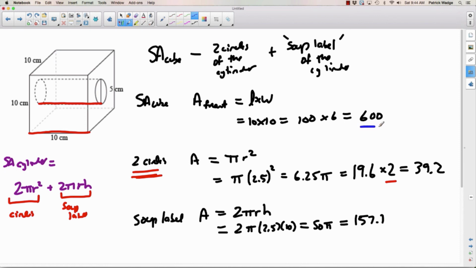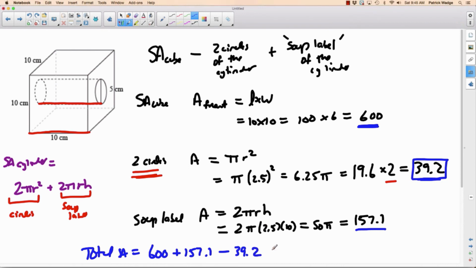So now we have all our numbers, but be careful. Remember, we're taking this one, we're subtracting this one, and we're also adding this one. So I could do the adding part first. Total surface area: I'm going to take 600, I'm going to add the 157.1, and I'm going to subtract the 39.2. And that gives me 717.9, and it's centimeters squared.